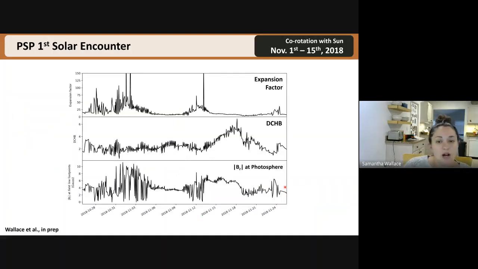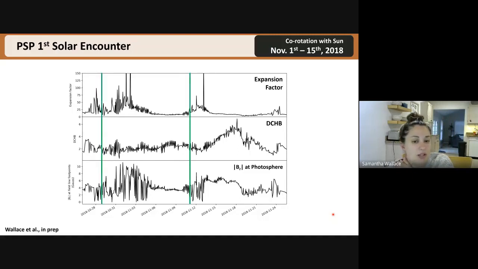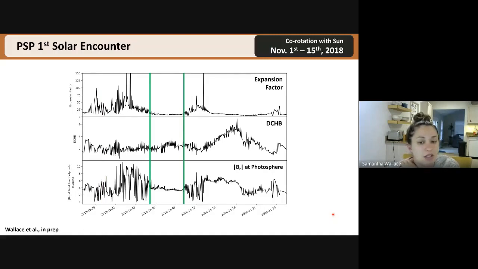One final remark on this encounter as a whole is that this is a plot of hourly average parameters for those field lines that are the source regions of the Parker-observed solar wind. We know from the previous coronal hole plots that Parker co-rotates with the sun for about 10 days, shown here. However, embedded within this period, there's about a 5-day period in which the expansion factor, coronal hole boundary distance, and the field strength at the photosphere remain nearly constant. This indicates that Parker is sampling the solar wind from not just the same coronal hole, but precisely the same source region within that coronal hole for these 5 days.